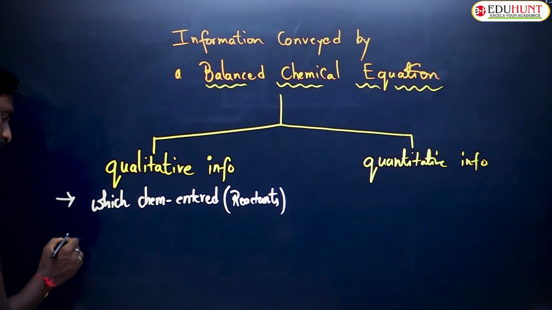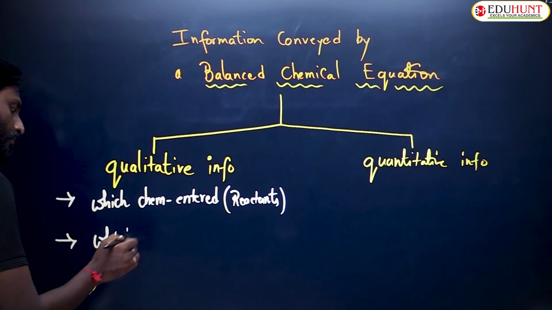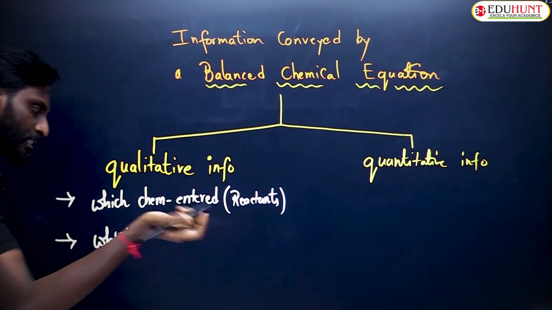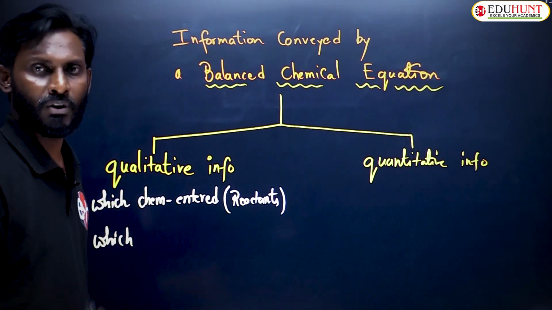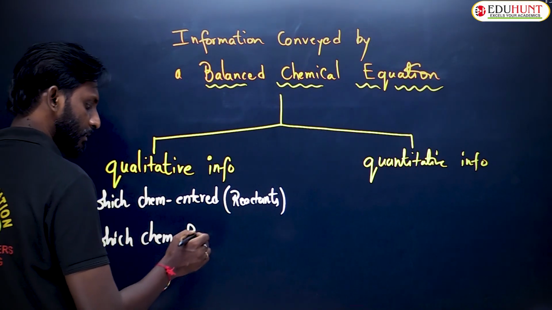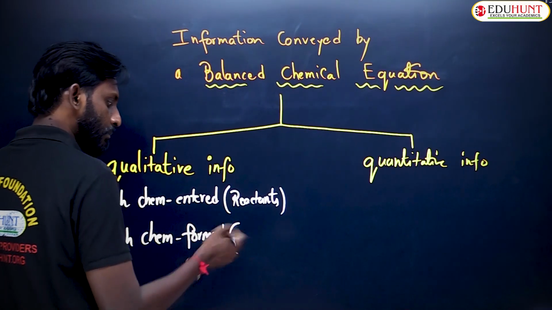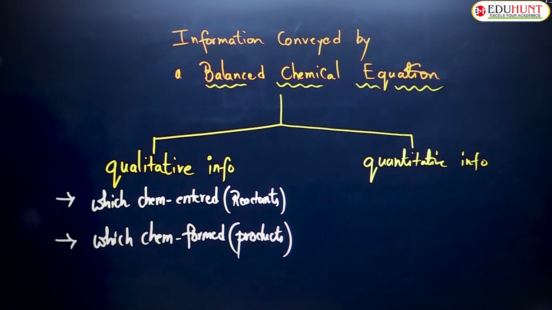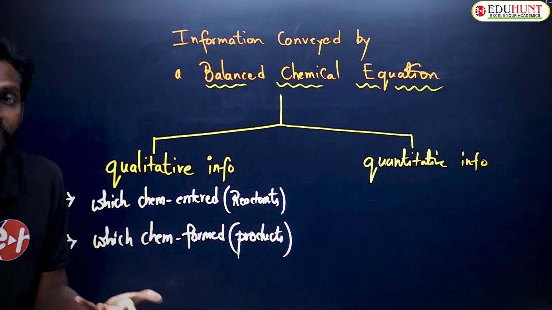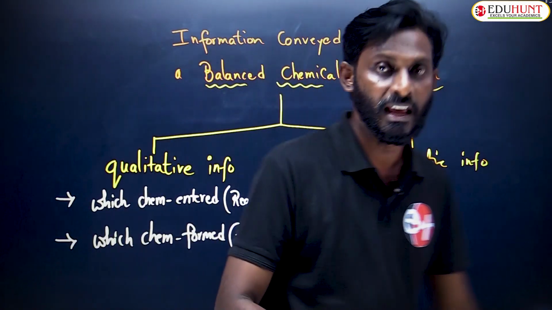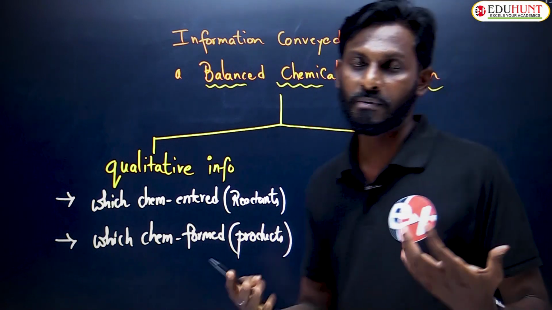And which chemicals are formed? I'm using a shortcut name: chem means chemical or chemical species, which can be an atom or ion or molecule or whatever. Which chemical species are formed? That means I'm asking what are the products. So if you have answers for these two questions, that means you have which information? Qualitative information. That means which reactants participated and which chemicals formed as products.